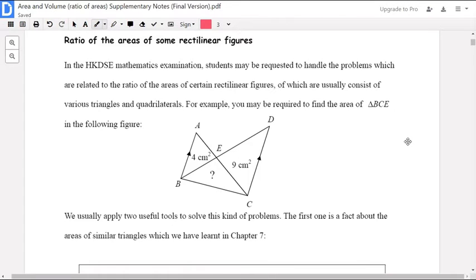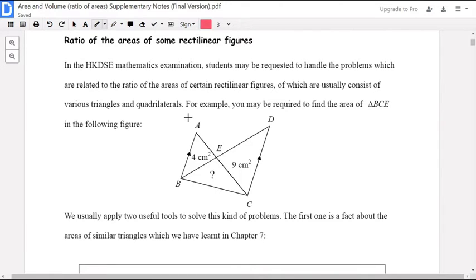Hello everybody. In this video, I'm going to introduce a topic which appears in nearly every HKDSE exam, Paper 2. Usually, this question appears in question 17 or 18 of Paper 2 every year. It is about the area ratio of some triangles or parallelograms or some rectilinear figures.